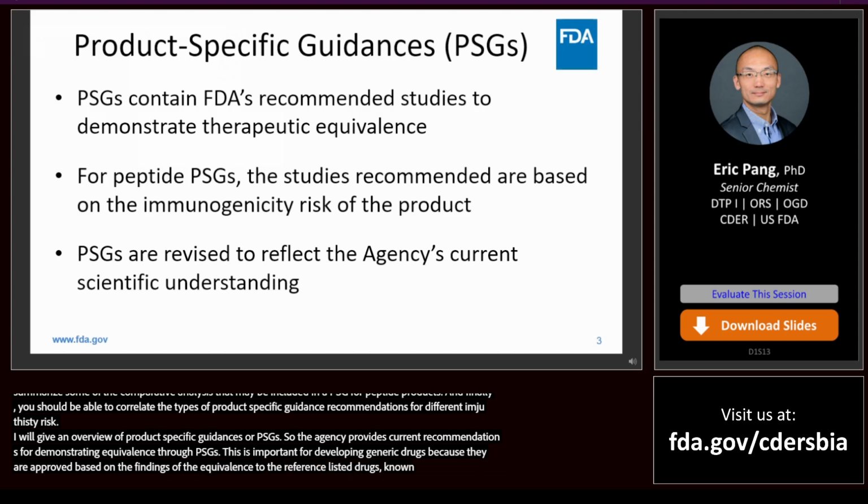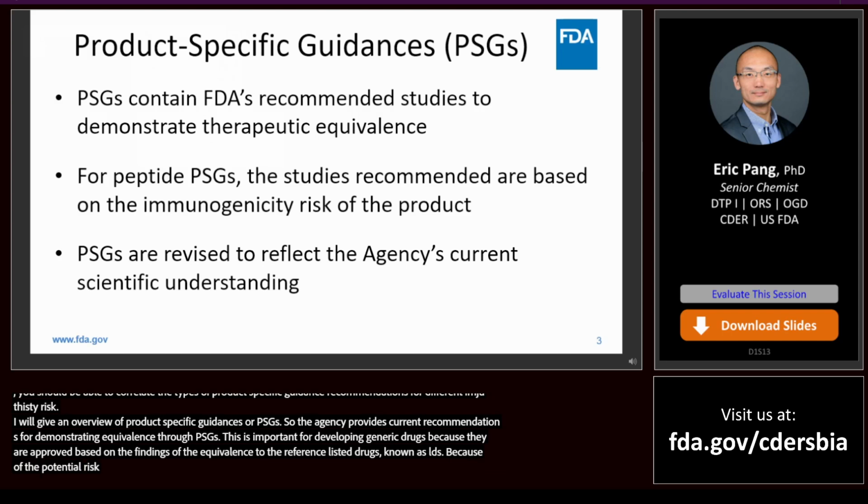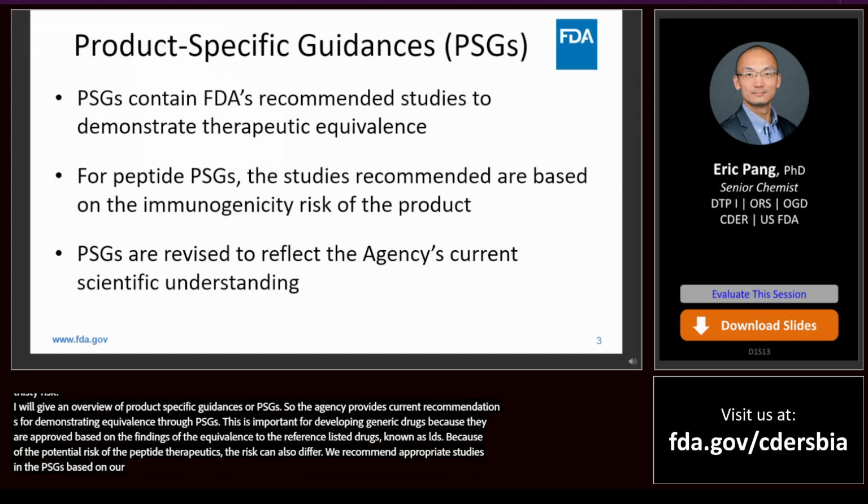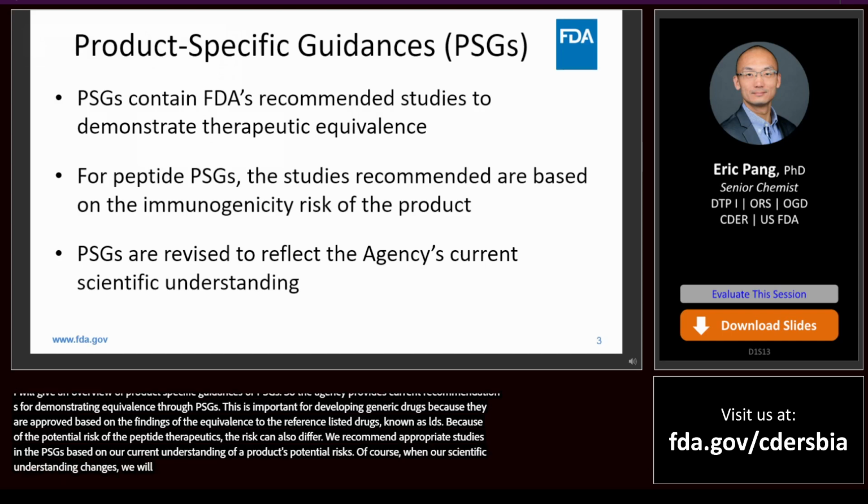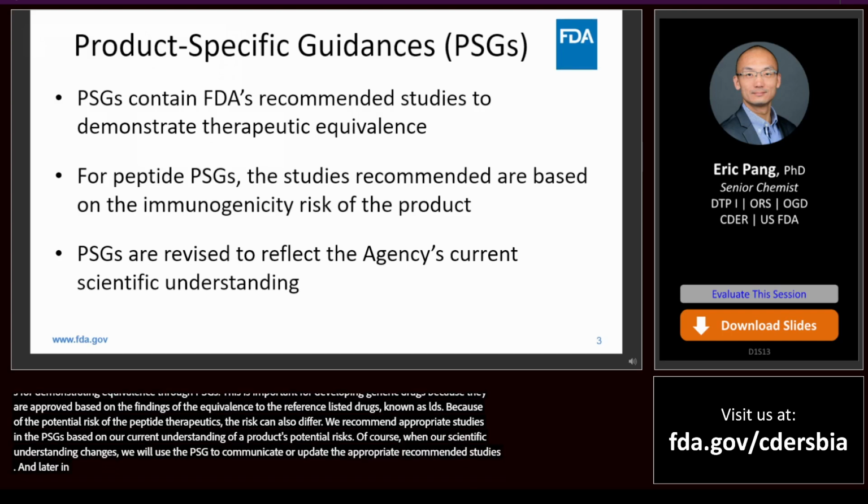Because of the potential immunogenicity risk of peptide therapeutics, the risk of each peptide can also differ. We will recommend appropriate studies in the PSGs based on our current understanding of a product's potential risks. Of course, when our scientific understanding changes, we will use the PSG to communicate and update the appropriate recommended studies. And later in this talk, I'll give you an example of how we've done this with the vasopressin PSG.